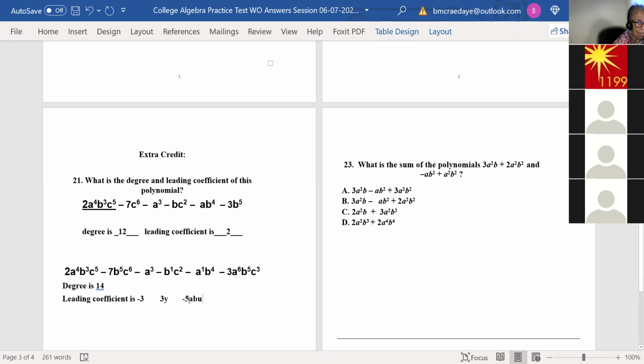Audrey, are you understanding coefficient? You said that the coefficient is a number in front of a variable, or a group of variables. Here I had one variable, y. Here I have a group of variables, a, b, and u. And the number in front of it is -5.